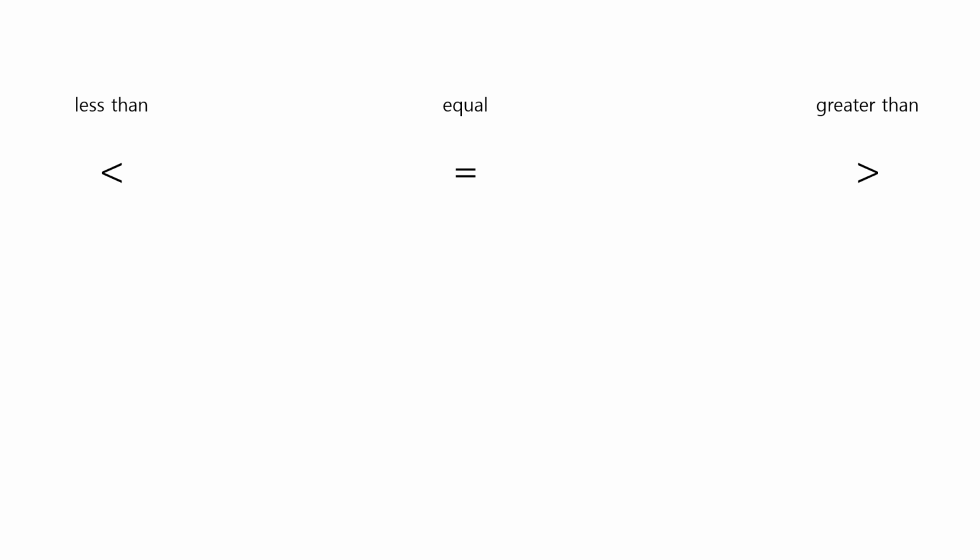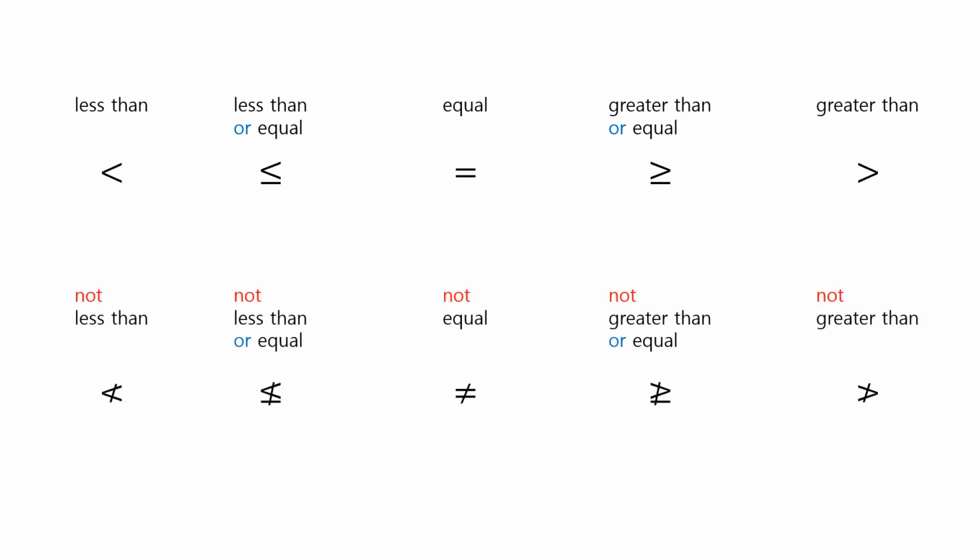But we can add some more. When you are not sure whether one is less than another, or they are equal, you may want to use less than or equal. Similarly, greater than or equal is defined. When you want to negate some wrong comparison, just draw a stick to each of these symbols.